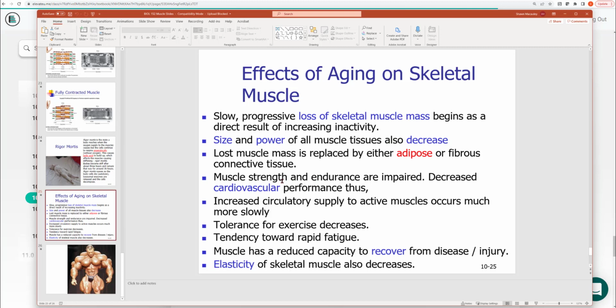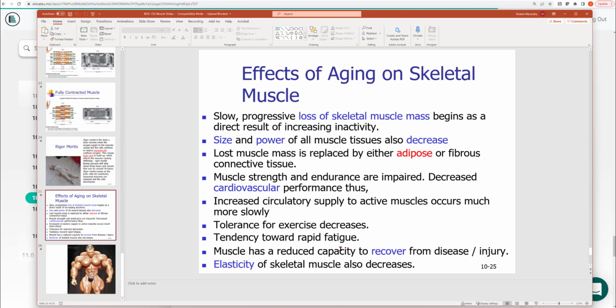As a result, not only are your muscles weaker, but your cardiovascular performance also is going down. Don't forget, your heart is a muscle as well. Your tolerance for exercise will decrease, and your fatigue will increase, right? That makes sense. As we get older, we're just not running around quite as quickly, and we certainly get tired and are slower to recover than we were when we were younger.